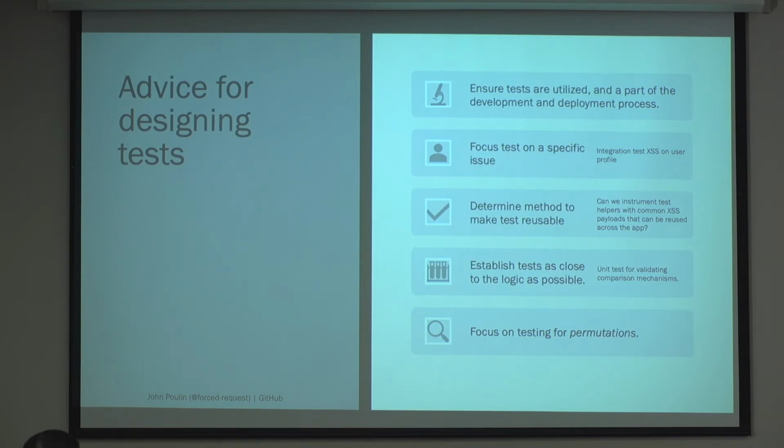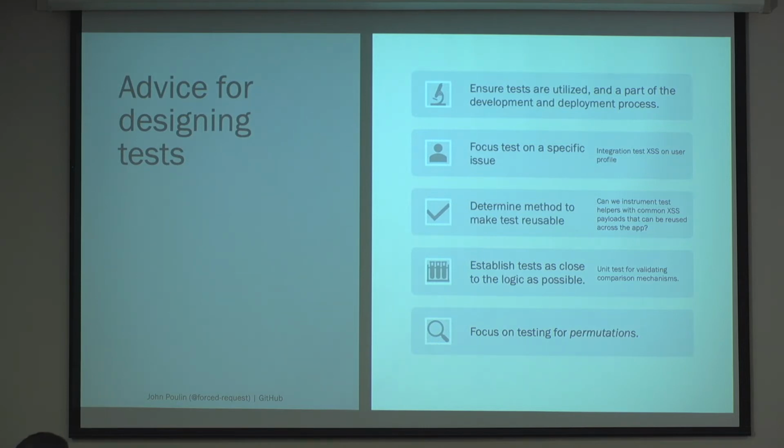So if you have, I don't know, a blockchain app and you're transferring money around, you probably shouldn't be able to transfer if you have a negative balance, right? So that's an area where you'd want to make sure you had unit tests in place to test for those lower level comparison operations. And then a fun one I like to touch on, focus on testing for permutations.